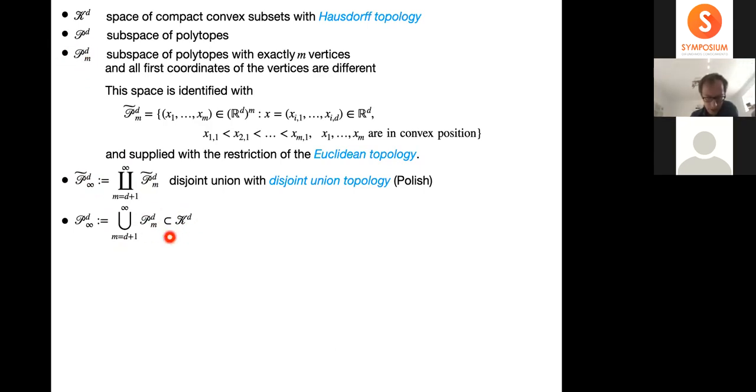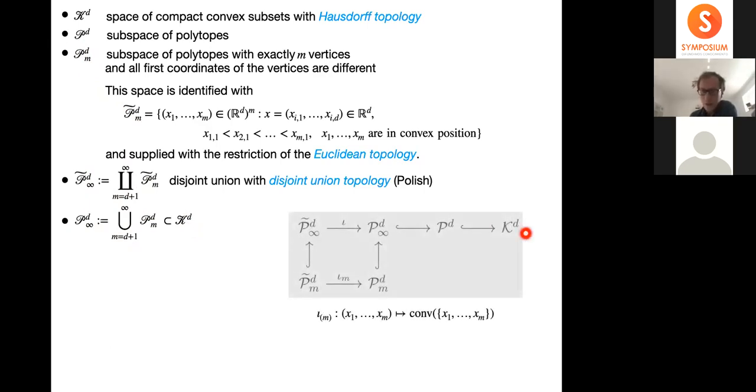So this is now a subset of the space of compact subsets. These are these polytopes here. This is P_d^∞ and P_d^∞ tilde. So this is the correspondence between these two spaces. Here's a little diagram. You have the space of convex subsets for which you want to show a weak convergence. In this space, the space of polytopes is sitting. In this space, this P_d^∞ is sitting, so this union space is sitting. And also you have this space of polytopes with exactly m vertices sitting down here.